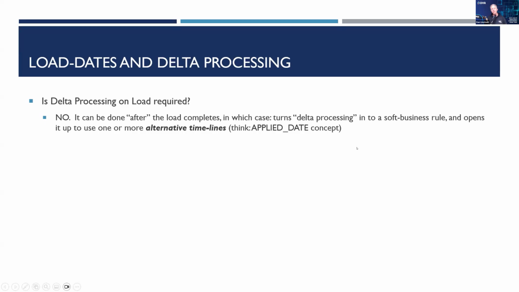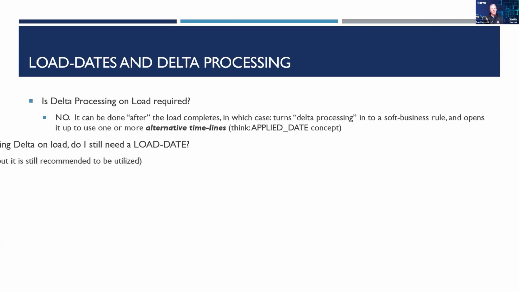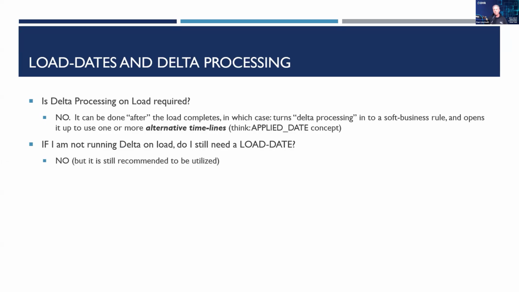This allows you to turn delta processing into a soft business rule, move it downstream, right? But you still got to do it somewhere because business expects analytics to run this way. They need to see the changes over time because that's how the analytic works. That's how the functions of progression and all those other things mathematically work. So we try to tie this to something called applied date as a concept. It opens up the use of more alternative timelines.